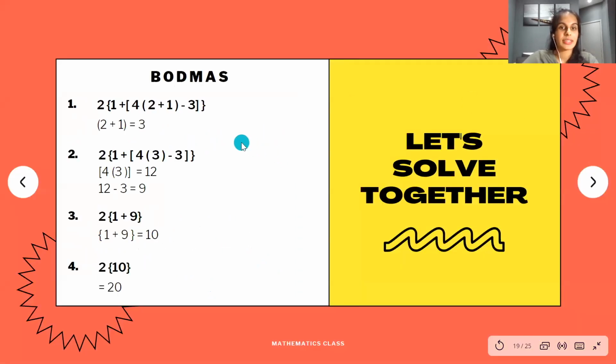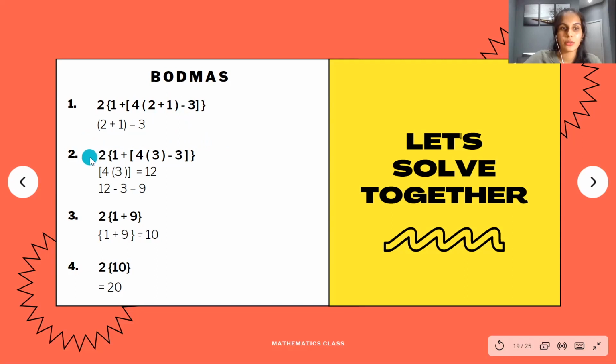Okay, as I mentioned earlier, the rule of brackets is that you must solve from the inner to the outer. Or to make things simpler for you to understand, you must always solve the round brackets first, and then move on to the square brackets, and then finally the curly brackets. Okay, so 2 plus 1 equals 3.